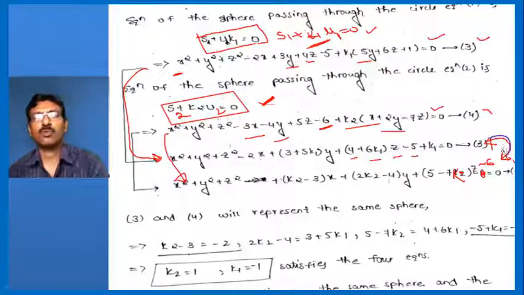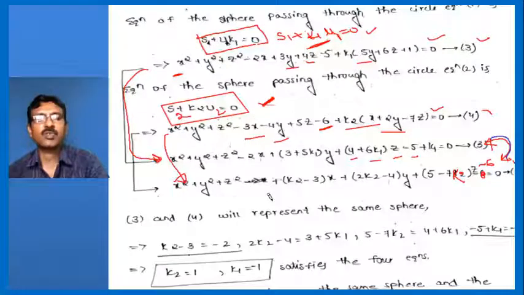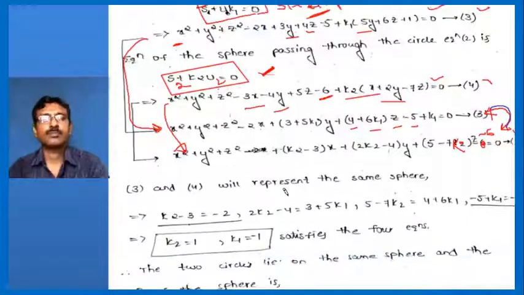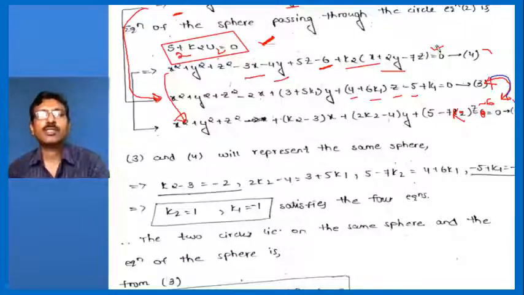So we compare the coefficients of x square, y square, z square, and x, y, z, and constants. Of course, the x square, y square, z square coefficients are the same, so there is no use comparing them. Our goal is that the third and fourth equations should represent the same equation or same sphere. So that's why I'm comparing the x coefficients.